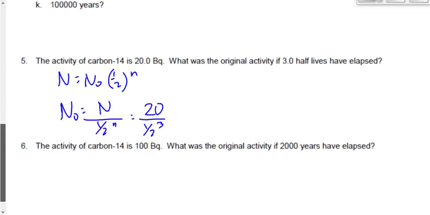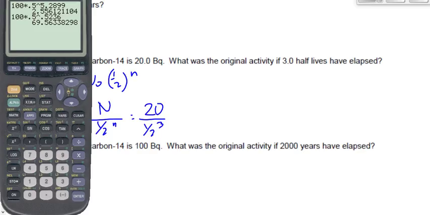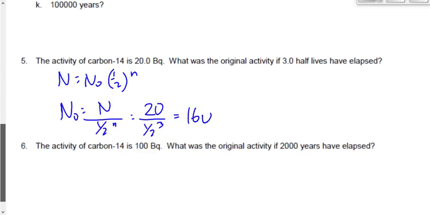We're given the number of half-lives. That's always what we want out of this. 20 divided by 0.5 to the 3 gives us 160. Wait a second. Didn't we say we always go down in number? Didn't we go up here from 20 to 160? We ended up with a number that was bigger than what we started with?